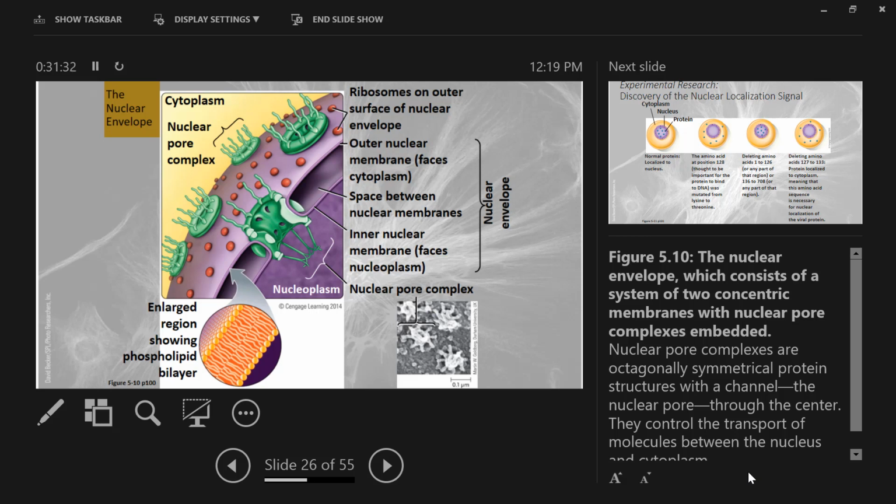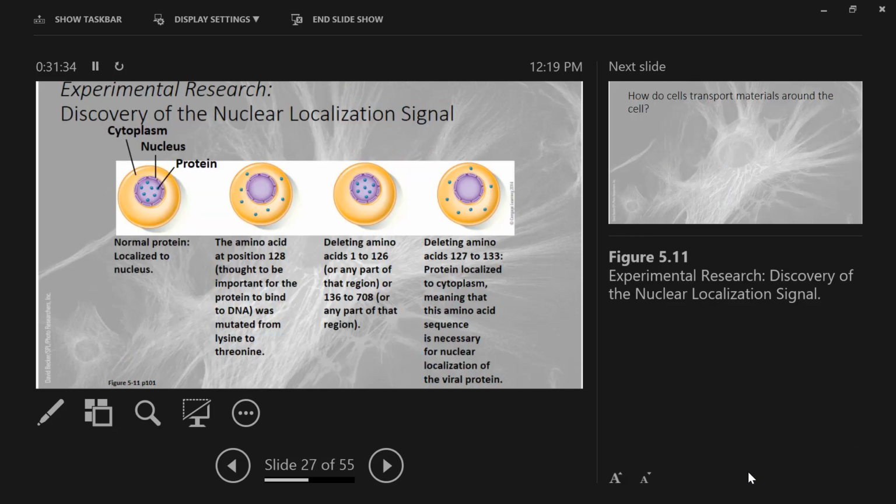Okay. So here is the research that was done to show the presence of this nuclear localization signal. So he took a protein that was regularly recruited to the nucleus, and then they started removing portions of that protein. So here the amino acid at position 128 was mutated to change it into a different amino acid. And look at that. Now the protein is not recruited properly to the nucleus.